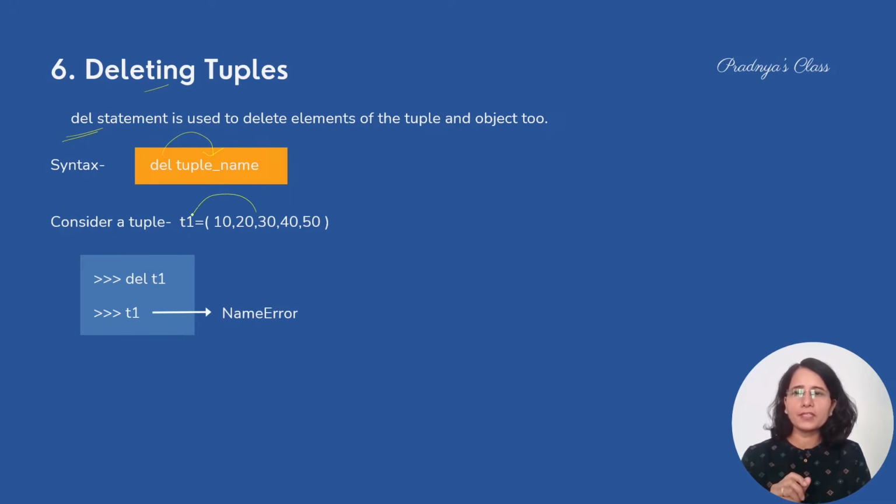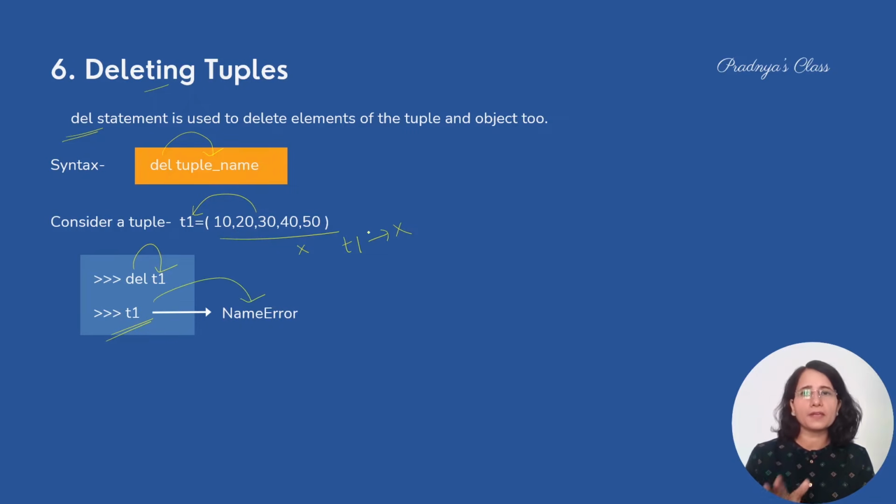So consider one tuple here, and I am applying the del statement on this tuple. So the elements also will get deleted. Even this object T1 also gets deleted. So if I try to print T1, which doesn't exist, we will get the exception NameError. So the del statement deletes the elements along with that object.